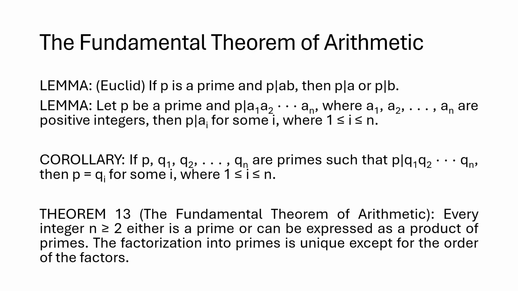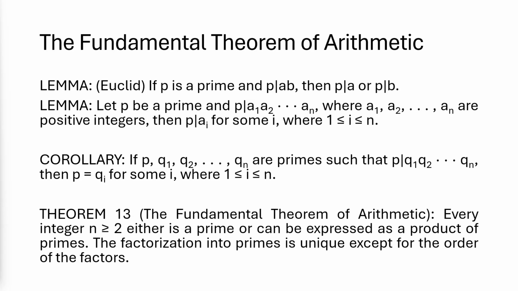If P is a prime and P divides AB, then P divides A or P divides B. Another lemma: let P be a prime number and P divides the product of A sub 1 to A sub n, where A sub 1 to A sub n are positive integers, then P divides A sub I for some I, where I is greater than or equal to 1 but less than or equal to n. Now take note, from the first lemma, we can actually prove that.